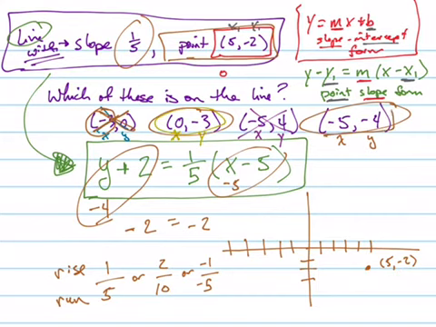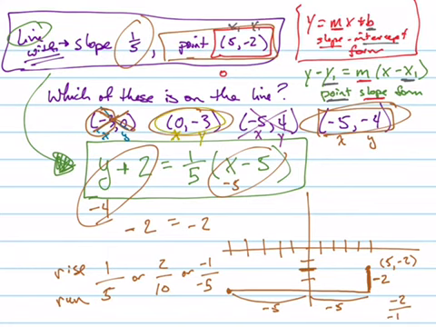And the last one is -5, -4. What about -5, -4? Here's the -5, -4. Look at how much I'm rising. From -2, see how this is -2, down to -4. How much did I rise? Or fall? I fell 2. I fell 2, and I'm running how much? This is 5, and this is another 5. But I'm going left, right? So I'm really going -10. So the rise is -2, and the run is -10, which is the same as 1/5.